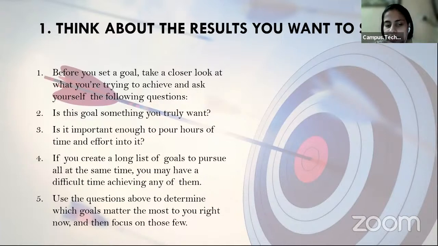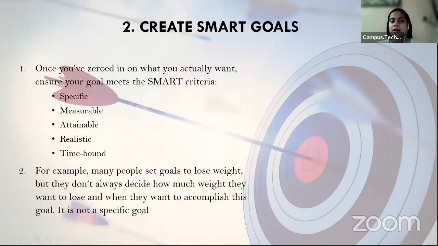Use a question to determine which goal matters the most to you right now, and then focus on those two goals. Select the goals which can be achieved together and which are of utmost importance, which should be your priority. Start working on those goals. Second, first think about the result, what you want to achieve. Next, create SMART goals.